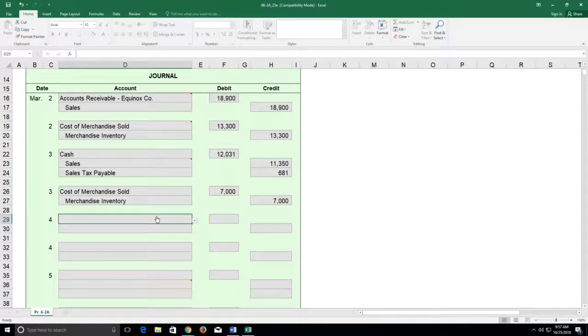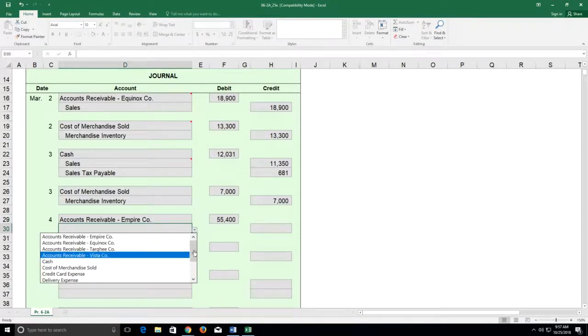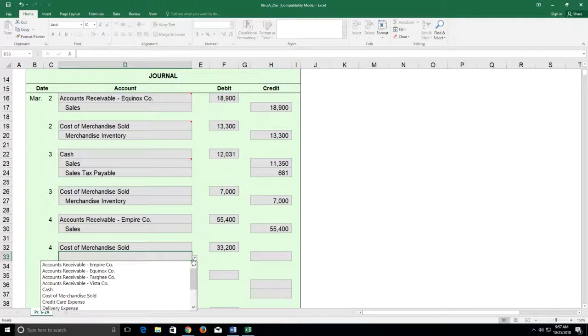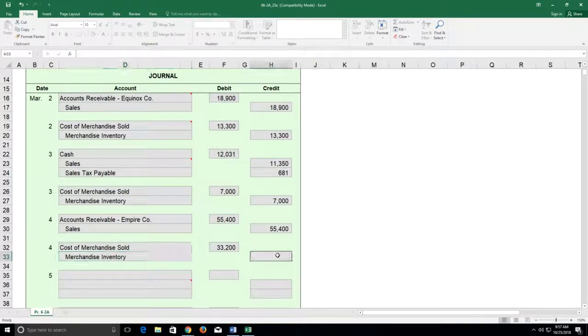On the fourth, it says that we sold merchandise on account to Empire Company. So accounts receivable, Empire. We sold them $55,400. Hope they pay us soon. That's a lot of dollars. We're going to credit that to sales for that same $55,400. And then we're going to do the same thing, cost of merchandise sold. That merchandise cost us $33,200. And merchandise inventory for the same $33,200. So to find out our gross profit of this sale, we would take sales minus cost of merchandise sold.